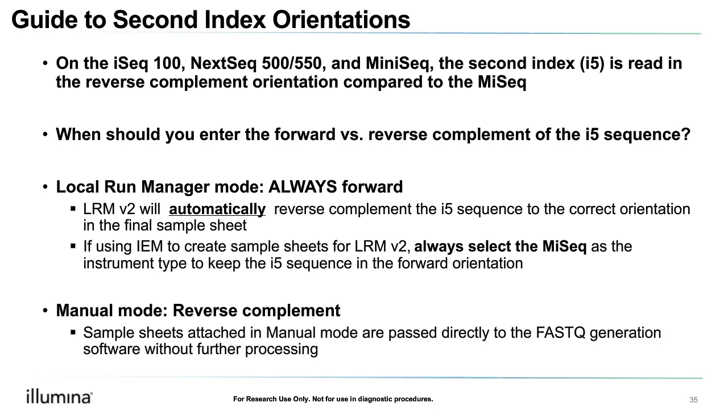That was for the Local Run Manager mode. If you are using manual mode, the I5 should be in the reverse complement. Sample sheets attached in manual mode are passed directly to the FastQ generation software without any further processing. So in this case, I5 is in the reverse complement orientation. Local Run Manager is always in the forward orientation; manual mode, I5 is in the reverse complement orientation.